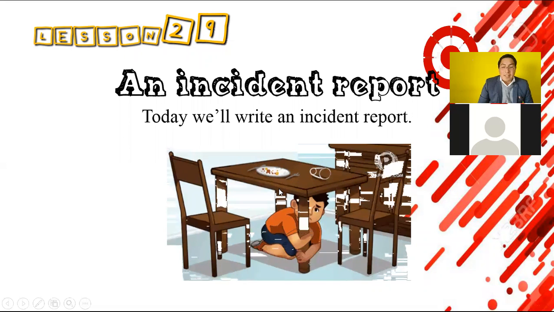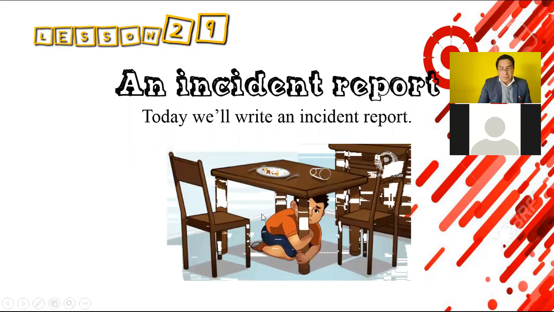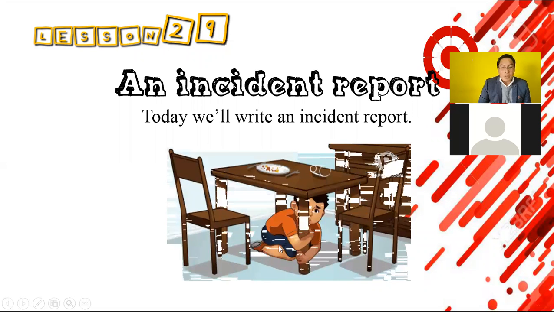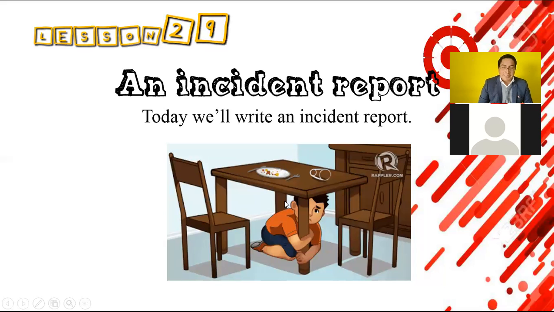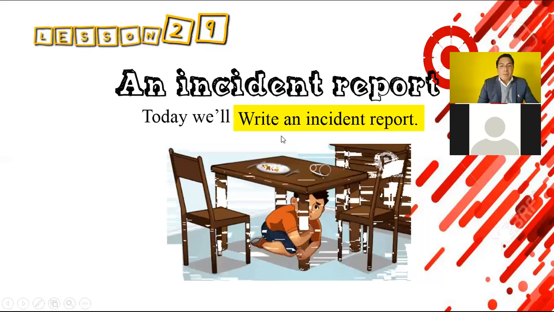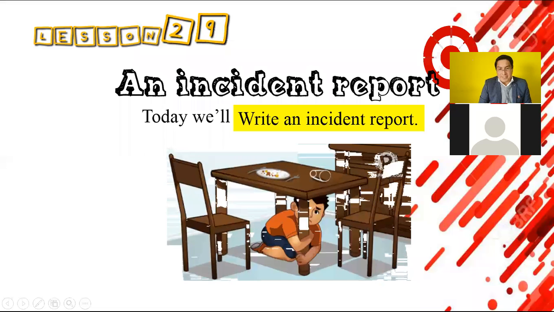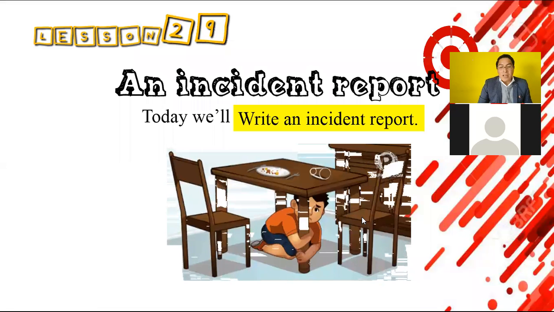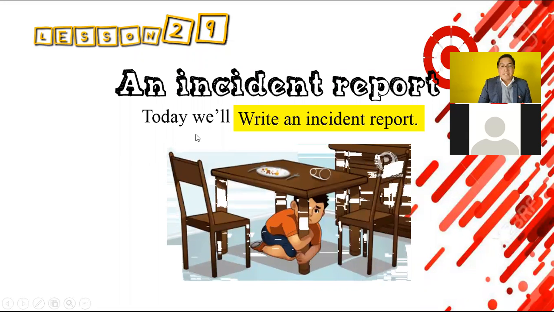At what time did it happen? Where were you? What were you doing? What was your family doing at that time? If the incident is a blackout, at what time did the incident happen? Where were you? In the kitchen? In the bedroom? What were you doing? Okay, we are going to write an incident report today.